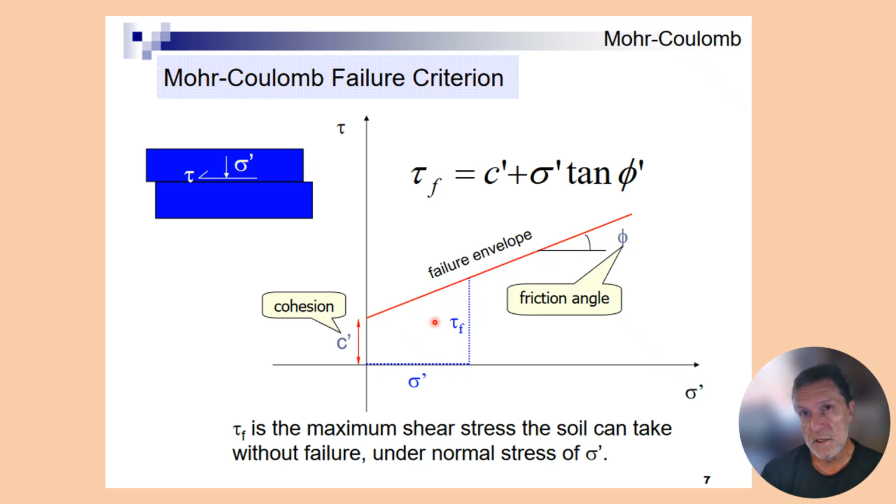So let's say you have a sand. The sand would have low cohesion, so you'd have cohesion down here maybe, but the friction angle would be steeper because it's got more friction in intergranular contact. A clay would have higher cohesion but a shallower friction angle.